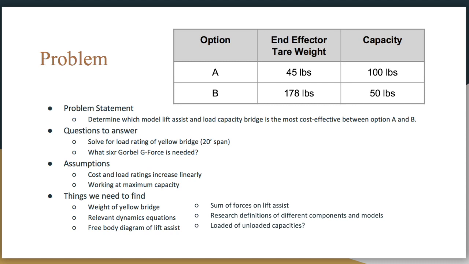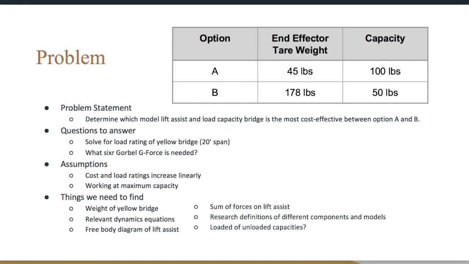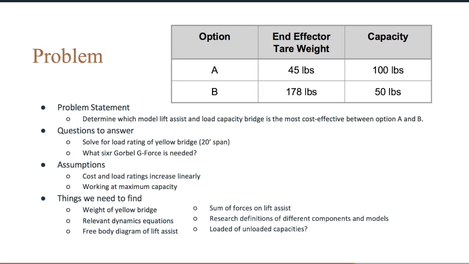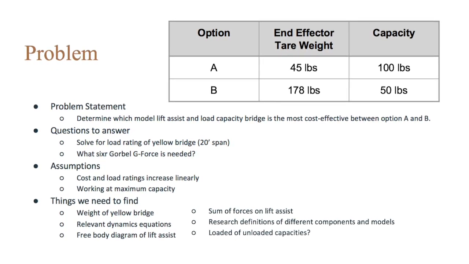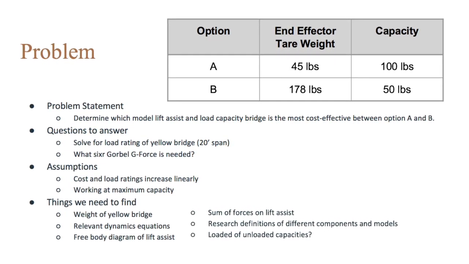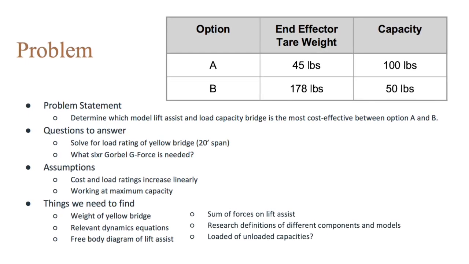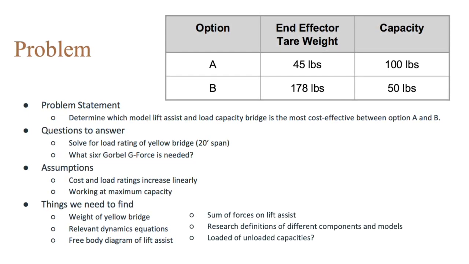One of the new product lines at the Eaton Supercharger facility will use an end effector with a tare weight of 45 pounds and a capacity of 100 pounds, and the other product has a tare weight of 178 pounds and a capacity of 50 pounds. Our job is to solve for the loading rate of the yellow bridge and decide which size G-Force is needed.